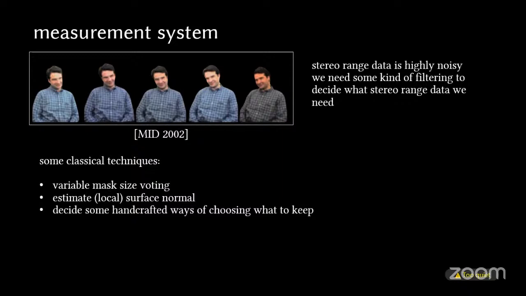So we will use some classical techniques, like variable mask size filtering. This helps smooth out noise by dynamically adjusting the mask size to refine depth selection. And we will use surface normal estimation, which is estimating the surface normal at each point. So we can enhance depth consistency and reduce errors in curved or irregular areas.